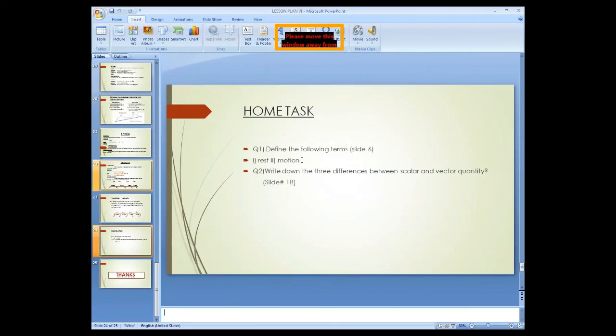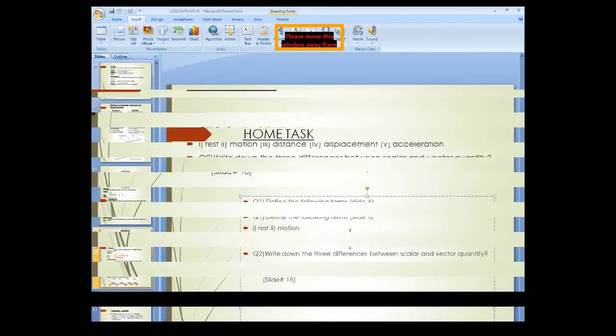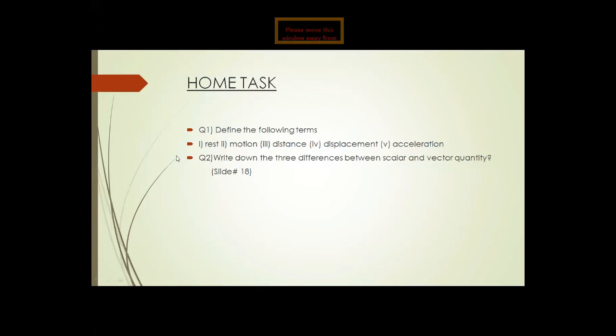Okay, students. Now, today we are going to check the home task. Define the following terms: rest, motion, distance, displacement, acceleration. Write down three differences between scalar and vector quantity.